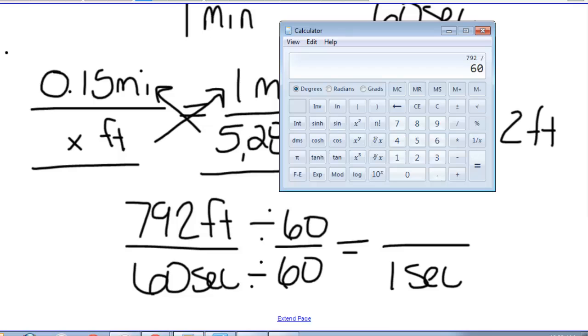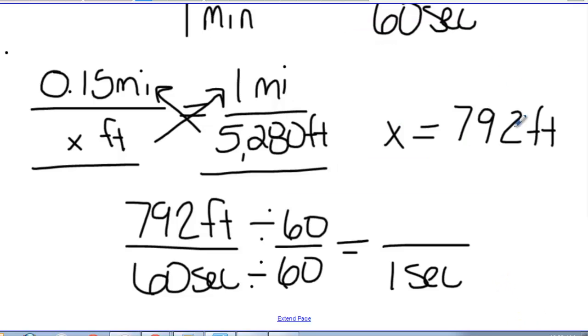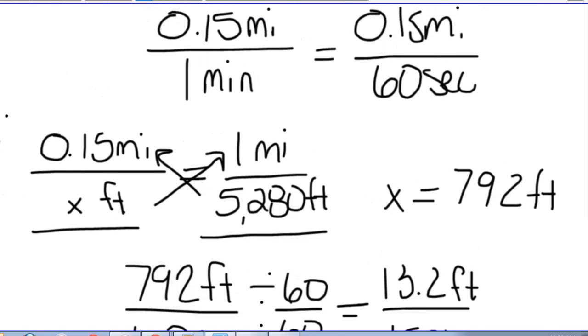792 divided by 60 gives me 13.2. And this is a rate, so it's okay to have a decimal in this rate. 13.2 feet per second. So if I'm going 0.15 miles per minute, that's the same as going 13.2 feet per second. And I change that over by converting both units.